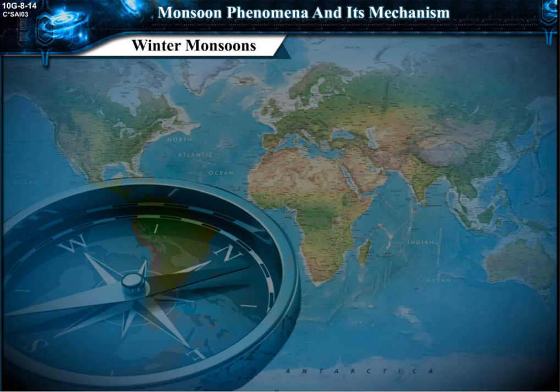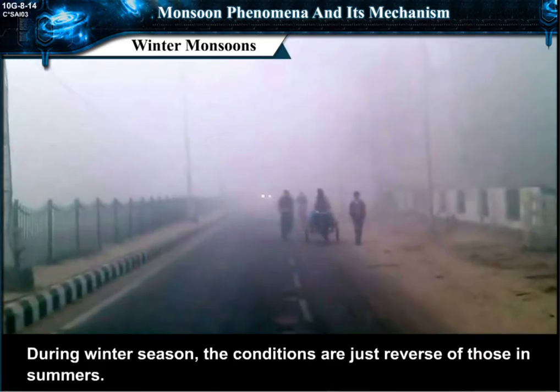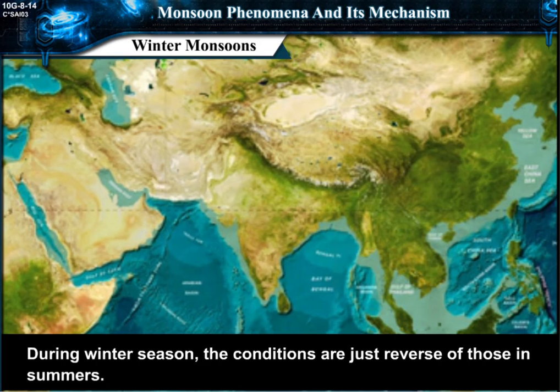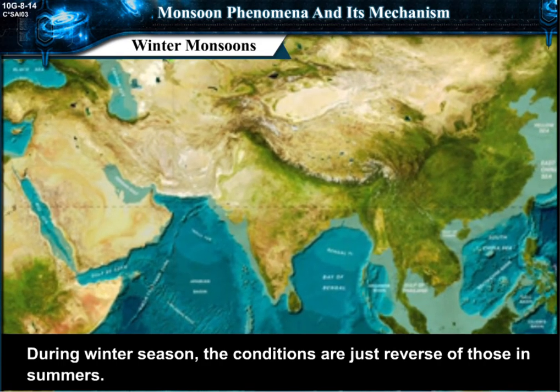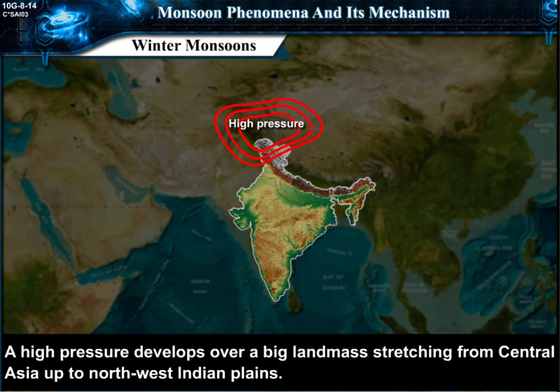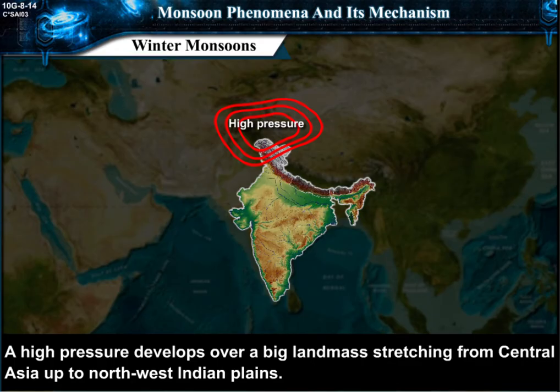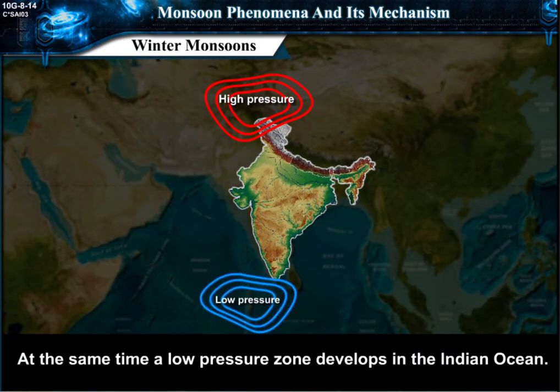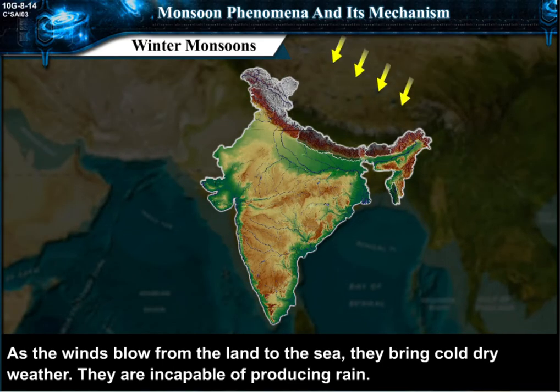Winter monsoons. During winter season, the conditions are just reverse of those in summers. A high pressure develops over a big landmass stretching from Central Asia up to northwest Indian plains. At the same time, a low pressure zone develops in the Indian Ocean. As the winds blow from the land to the sea, they bring cold, dry weather.